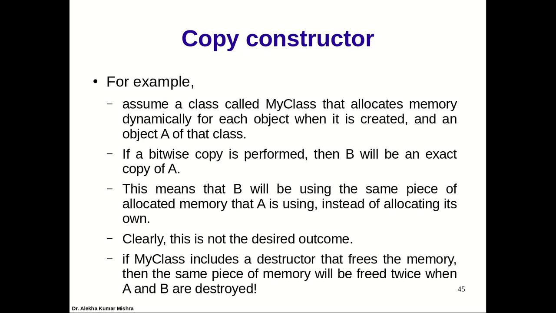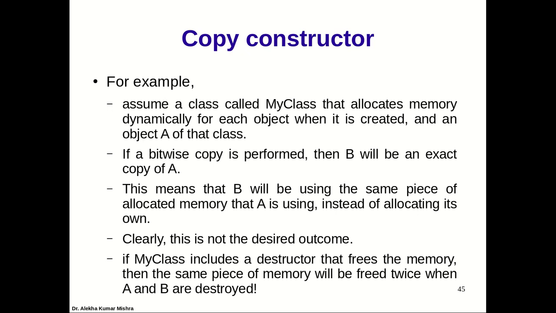So let's say I have already created an object A, and let's say I'm creating an object B, which is a copy of A. So what will happen when we do copy by simple assignment? Everything will be copied bit by bit, including the address which is dynamically allocated within A.